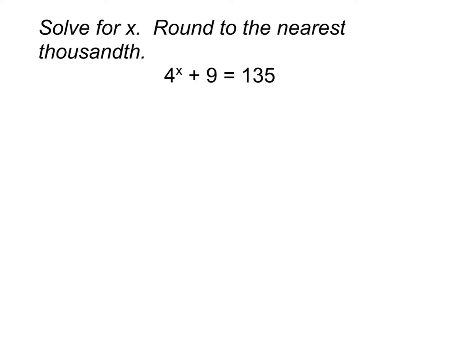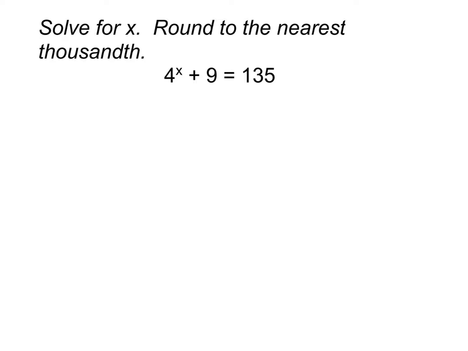All right, we're starting by taking a look at how to solve this equation. 4 to the x plus 9 equals 135. This is building off of the work that we did yesterday. Now, yesterday we saw how to solve something like this, but in yesterday's example, we didn't have something added on to the end like this one does.